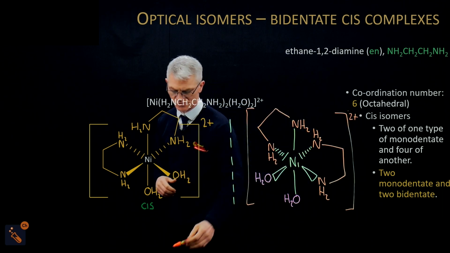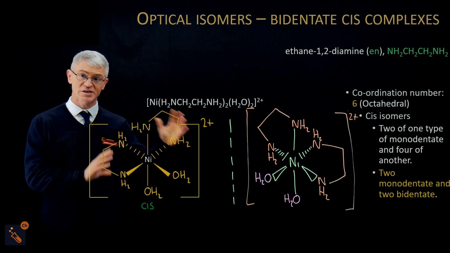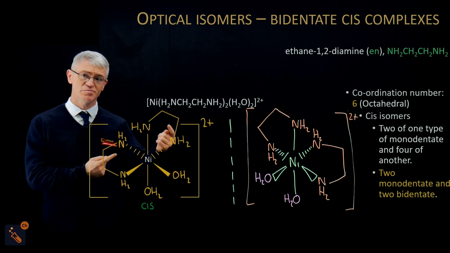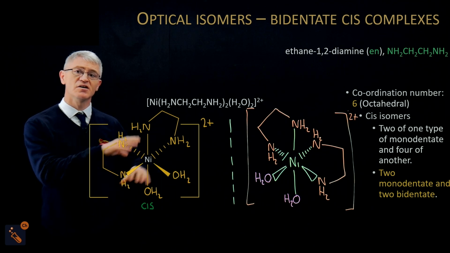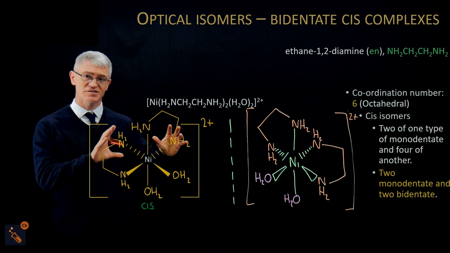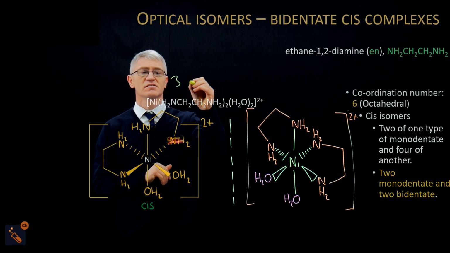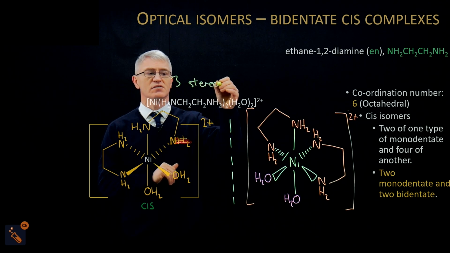Okay, and there's your 2+ in the corner. So what we've done is we've taken a bidentate ligand. Okay, we're 2 bidentate, 2 monodentate. We created the optical isomer. And remember, for this as well, you would have 3 stereoisomers.